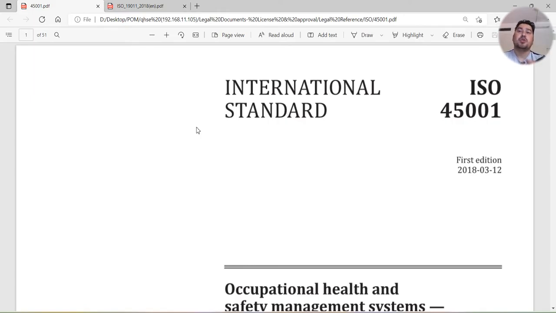After doing NEBOSH IGC or NEBOSH Diploma, if you have gone through this ISO 45001, it will be very helpful for you. Only doing the NEBOSH IGC or other training is not enough for you to grow in your career. You should know about the management system also, because companies around the world use ISO 45001 for their HSE management system, and to get the certificate, which is very helpful for the business to grow.